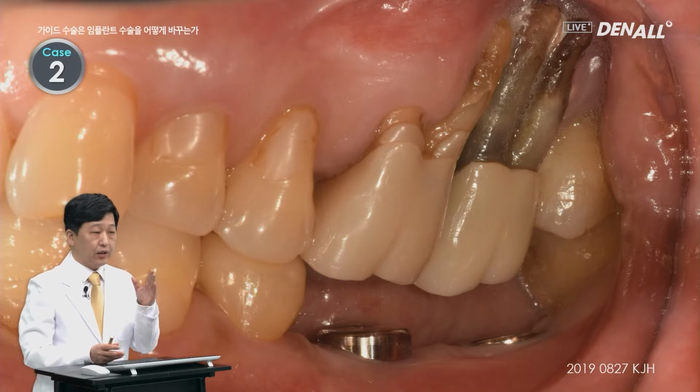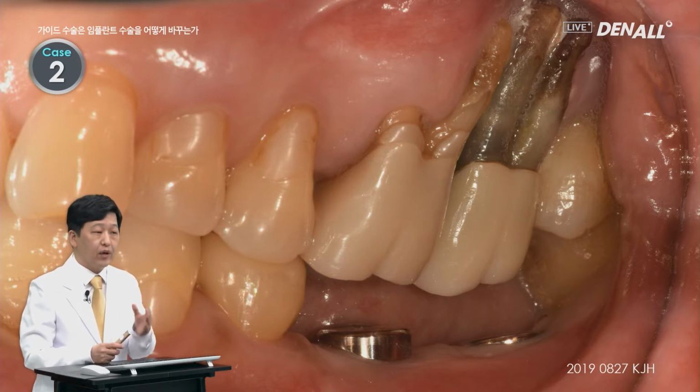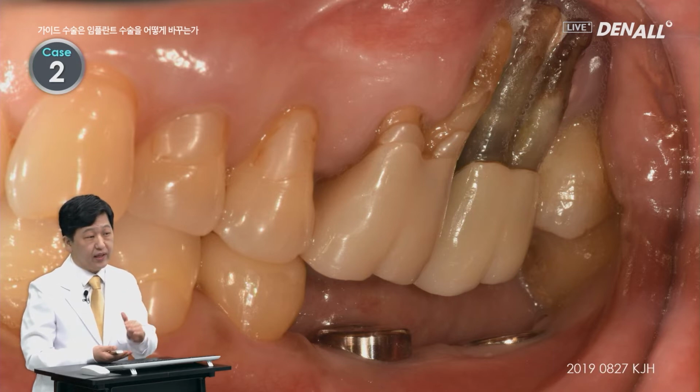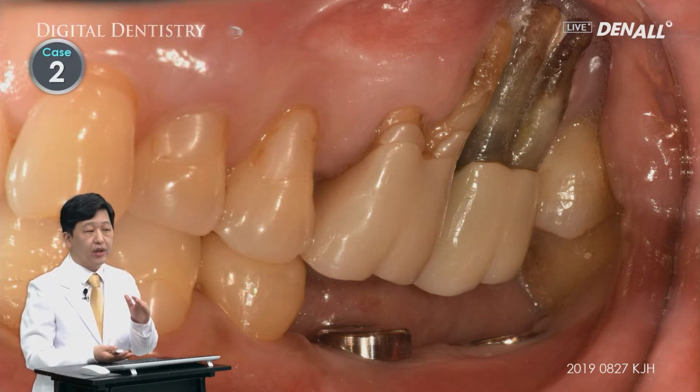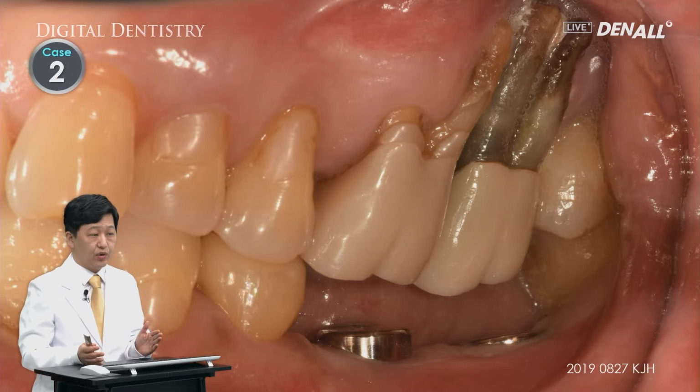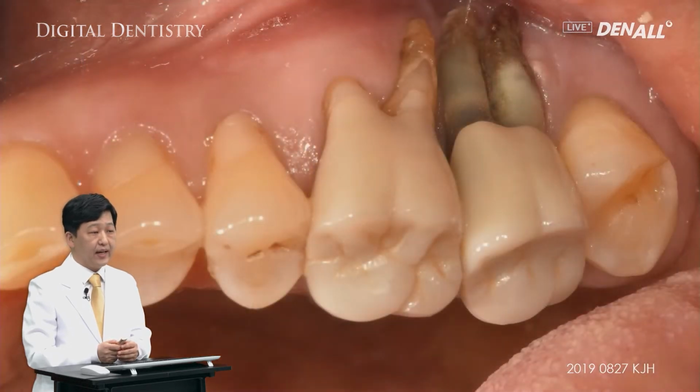From the first, I talked about taking out the upper tooth and placing an implant, but the patient refused. When the time came to deliver the prosthesis for the lower, I thought that I would not be able to provide an appropriate prosthesis in the lower if the crown in the upper was left alone, and therefore I persuaded the patient.